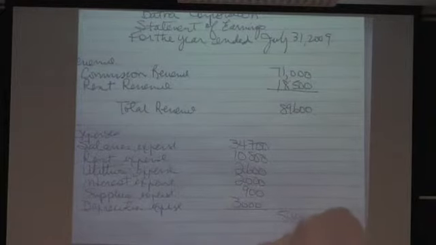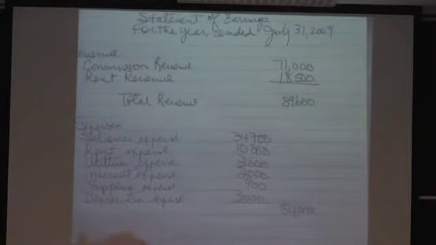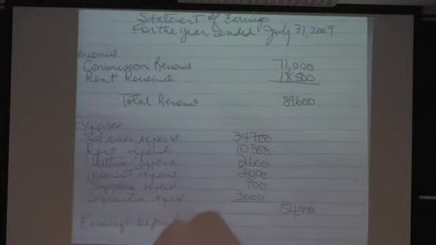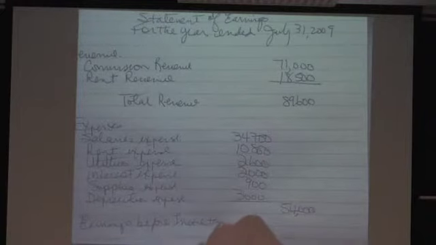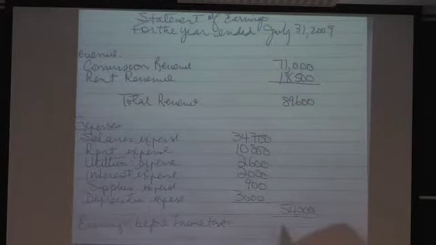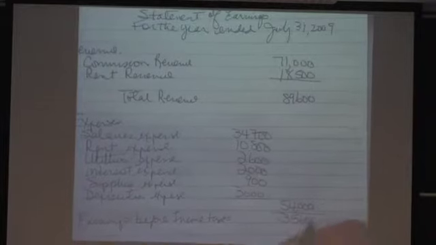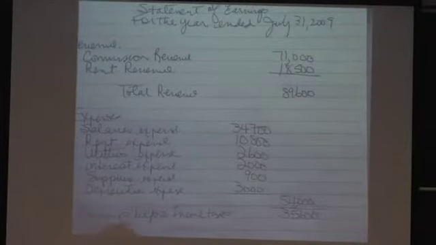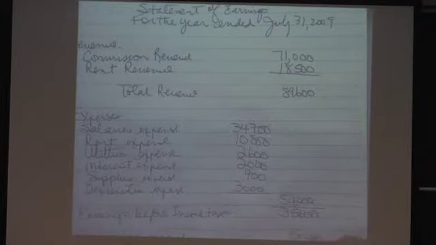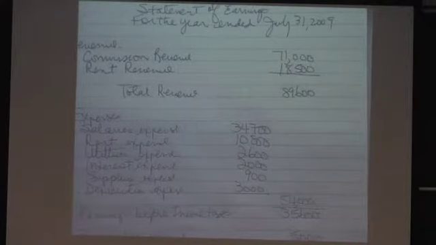Total expense is $54,000. Then we need a subtotal called earnings before taxes. So that is revenue minus expenses. And then we have a separate category called income tax expense. Gives me net earnings.